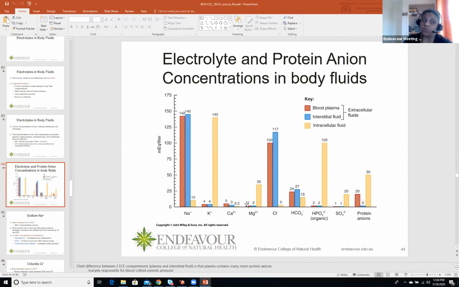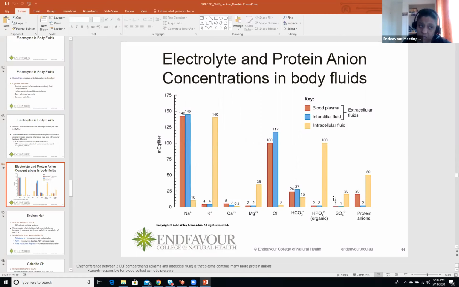Magnesium, same story, more inside the cell compared to outside the cell. Chloride, again, more outside the cell compared to inside the cell. So this is just giving you an idea of the comparison between the intracellular and extracellular fluids. You can see that things like potassium, magnesium, phosphates, proteins love to remain inside the cell compared to outside in the extracellular fluid.